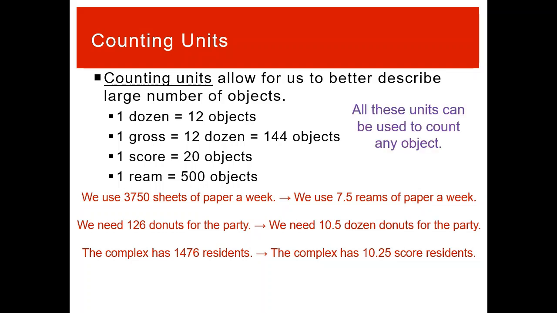One important aspect of counting units is that you can use them to count anything, right? A dozen is always 12. It doesn't matter what it is that you're counting. We usually use it for food items, but you could have a dozen buses, a dozen stars, a dozen galaxies, anything like that, and it'll always be 12.